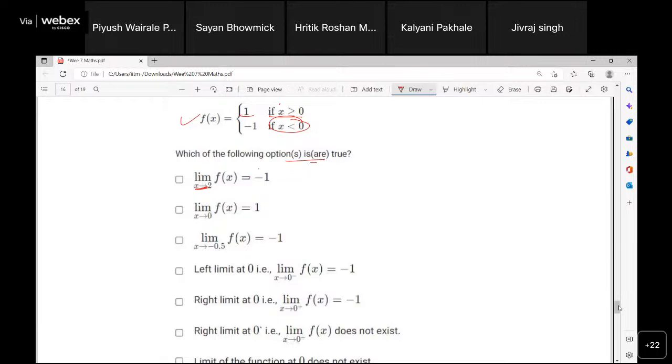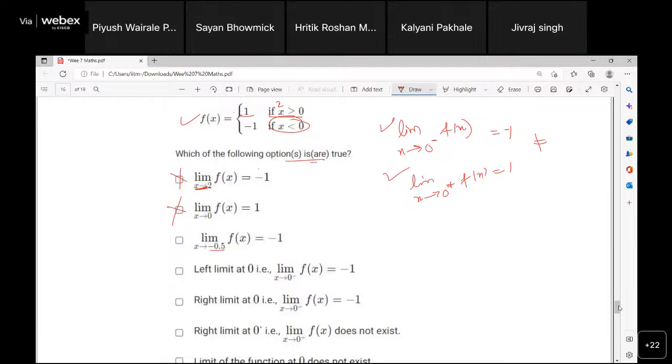Sorry, x tends to 2 means this one, right? So it will be 1. Yes, sir, it is not correct. Now x tends to 0, does the limit exist? No, sir, it doesn't exist. If I go from the left-hand side, what should be the value? -1. If I go from the right-hand side, it will be +1, right? So these are not equal. Though both one-sided limits exist, they are not equal. So I can say the limit does not exist at x equal to 0, when x tends to 0. So this is not correct.